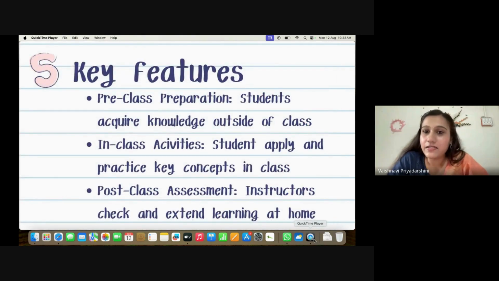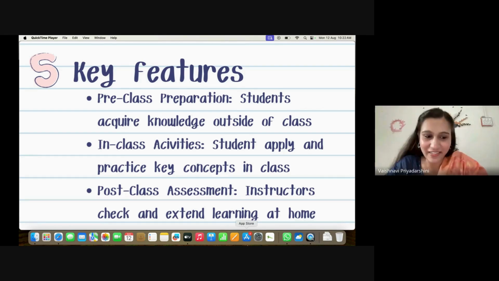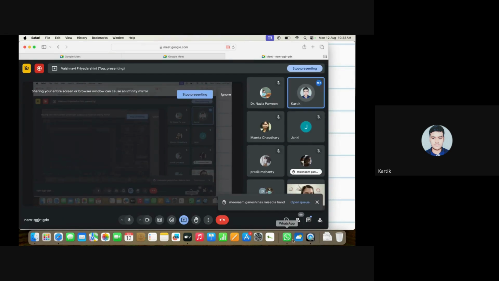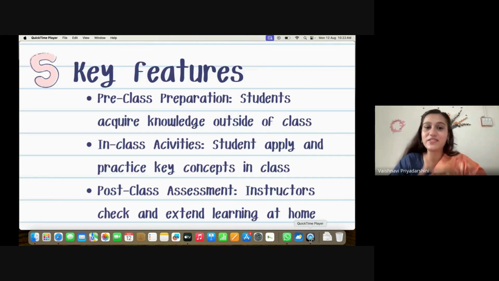Other than that, all right, I'll tell you. So that students can correlate with the classroom activities. Yes, Karthik. Very good. So that students can correlate with the classroom activities.